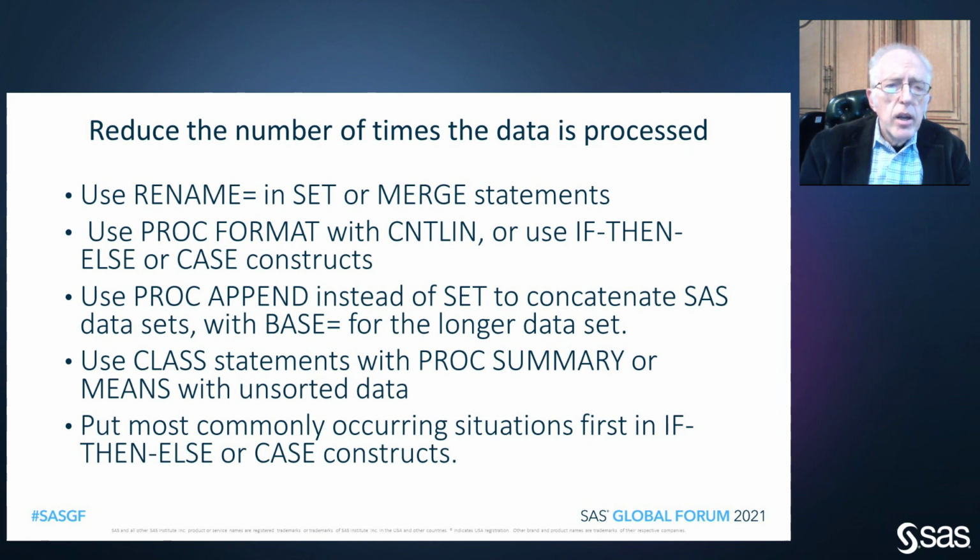You can use the proc format with the CNTLIN option, or you can use if, then, else, or case constructs. If you use the proc format with CNTLIN, you can set your own format. So suppose you have a code and you have text that goes with the code, and you're bringing in a data set with, say, 1 million observations, and they only have the code. Now, you don't want to have to sort that and then merge it with your lookup data set just to bring in the text value that goes with the code.